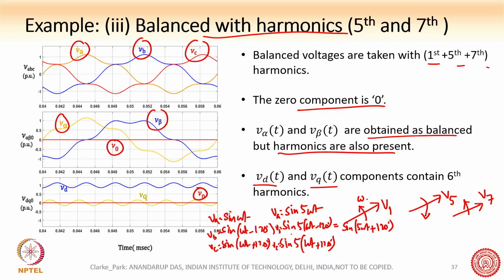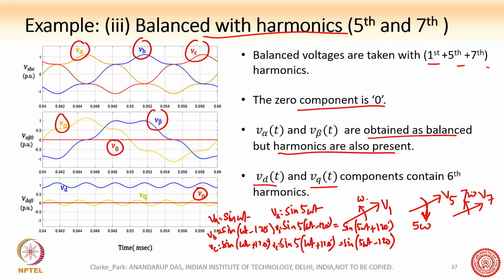But what will happen here is the ABC sequence for the fifth harmonic is opposite to the ABC sequence of the fundamental, and that is why we say that the V5 is rotating at 5 omega speed, but in the other direction. Okay, V7 will rotate at 7 omega speed, but in the anti-clockwise direction. Okay, so this is what we see here.